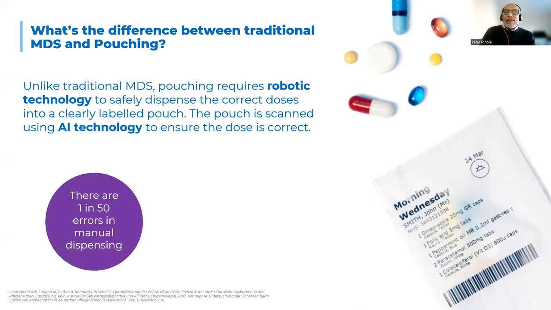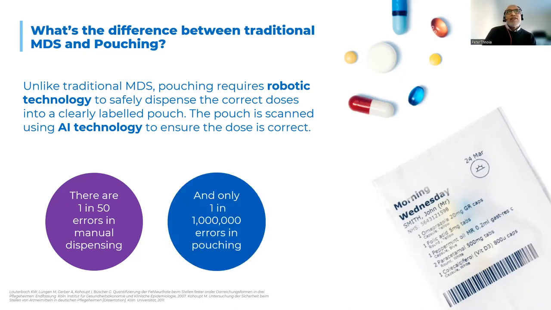I hate using the statistic because it's almost like tempting fate, but in our new facility, which we moved into in July and got up and running, we have an error rate of less than, I think, 3 in 1 million pouches, which are then always caught by the pharmacist at the end anyway. So essentially we've tried to eliminate as much as humanly possible any chance of errors.